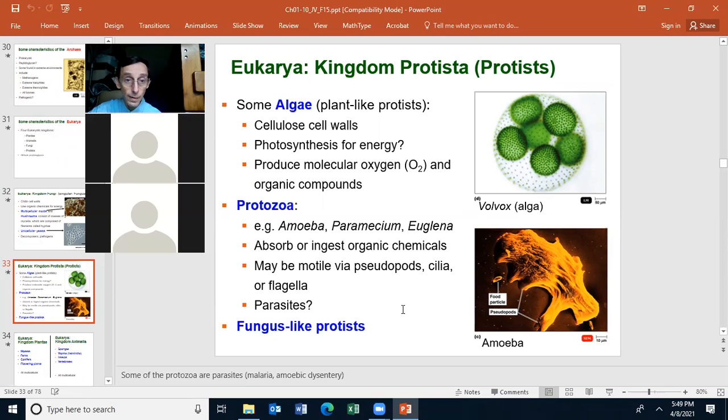Some of the protozoa can be parasites, like the Entamoeba histolytica, causing amoebiasis, or malaria. So some of the protozoa are parasites of humans, causing disease. And then the third category of the protists are the fungus-like protists, and they have properties like the fungi. Any question about that?